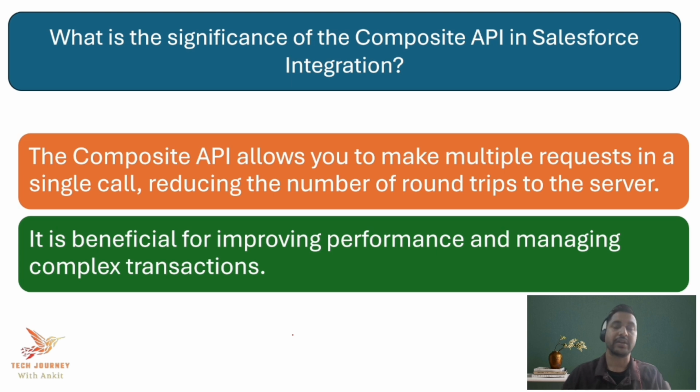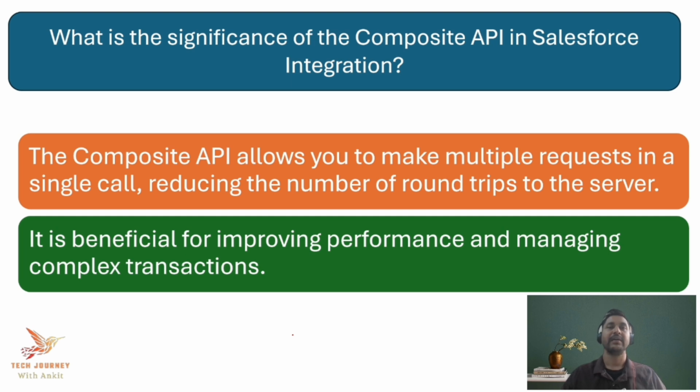Another one here is, what is the Composite API, right? Very frequently we use this term, even in the best practices. We always highlight that whenever possible, we should go for the Composite API in the Salesforce integration. So what is actually a Composite API? The Composite API allows you to make multiple requests in a single call, right? In case you want to make multiple requests in a single call, so that the number of round trips to the servers can be reduced.